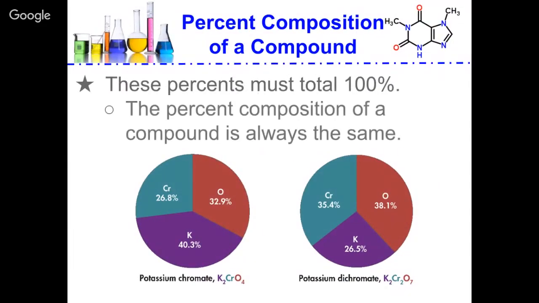Since the percents must add up to 100, you would assume that if the compound has the same elements in it, they would be the same. However, the ratio is very important. Notice we were talking about potassium chromate on the left and potassium dichromate on the right. There are more of each element in potassium dichromate, and so your percentages are going to change based on the mass of each element versus the mass of the whole.